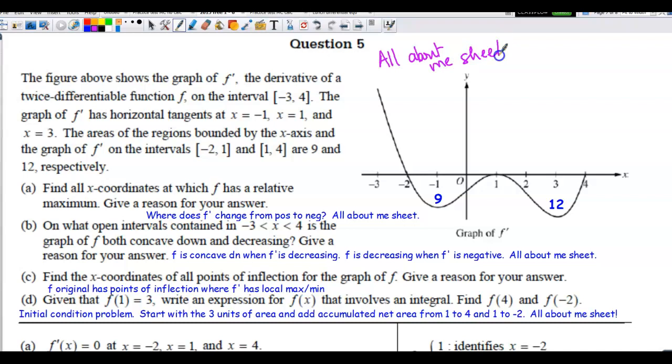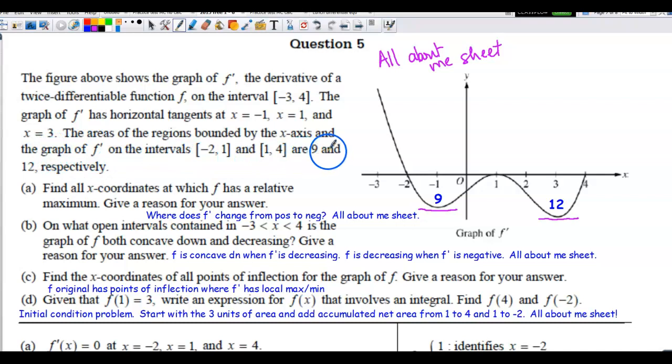And by now, you should be very convinced that College Board thinks this information is really important, so you have to know it. The graph of f prime has horizontal tangents at x equal to -1, so they're just telling me that if I look at this graph, there's a horizontal tangent at -1, and there's a horizontal tangent at 3.